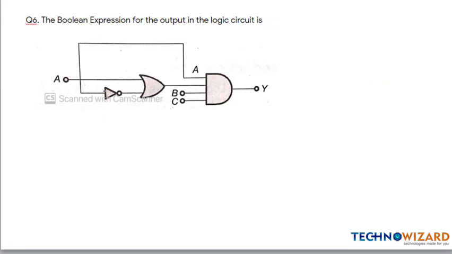Question number 6. This is our NOR gate. This is our AND gate. Here we are giving A as input. Here we are giving A bar as input. Now NOR gate is addition operation, A plus A bar is 1. Now AND gate is product operation. A into 1 into B into C is ABC. Then Y equal to ABC is the product. Question number 6, ABC is the correct answer.